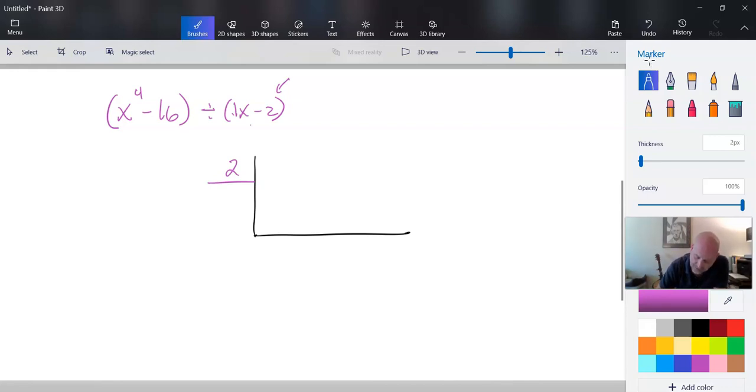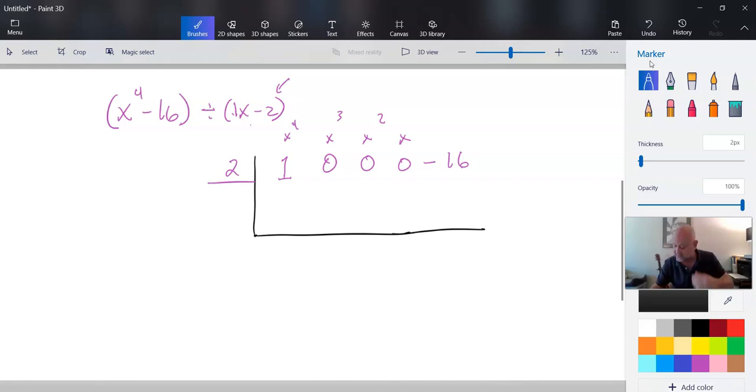So we have an x to the fourth, and I know that's a 1, right? That was an x to the fourth. I need an x to the third. That's going to be 0. I need an x squared. That's also going to be a 0. I need an x, which is going to be a 0. And then I have my constant term, which is minus 16. Right? So we have a bigger process this time. All right, so let's go ahead and work this out now.